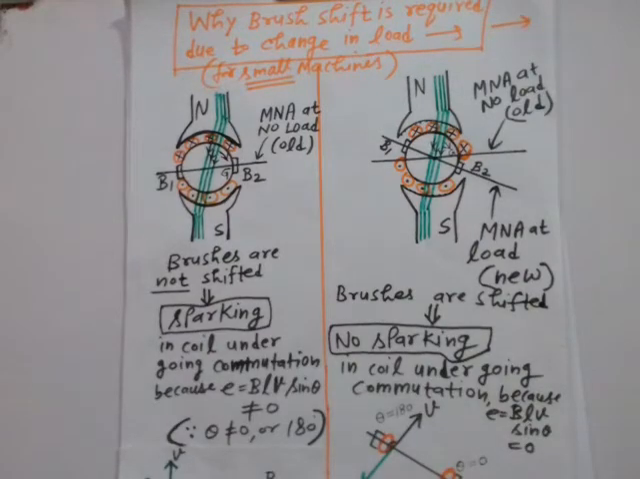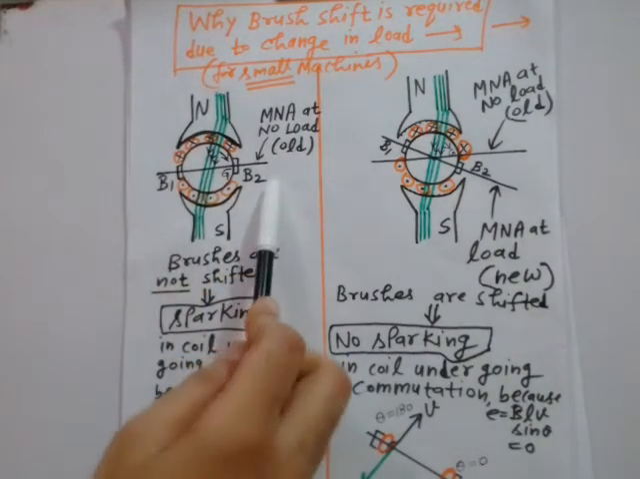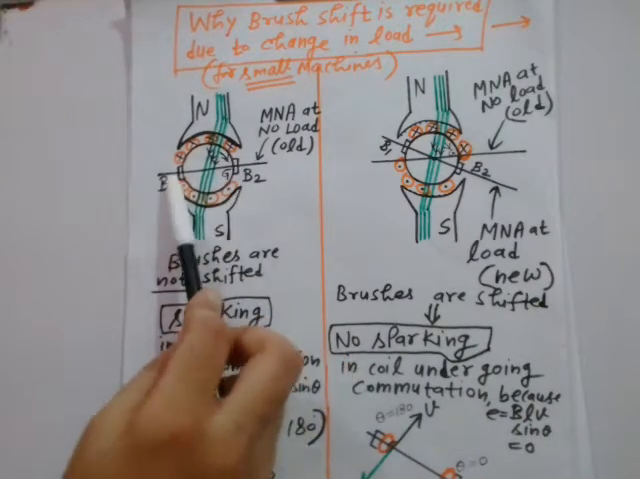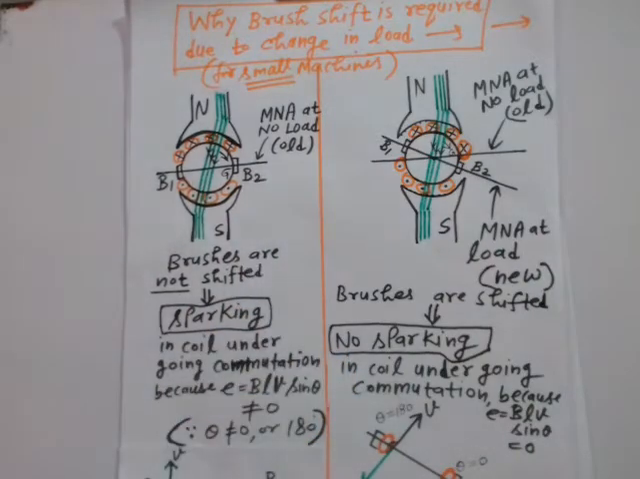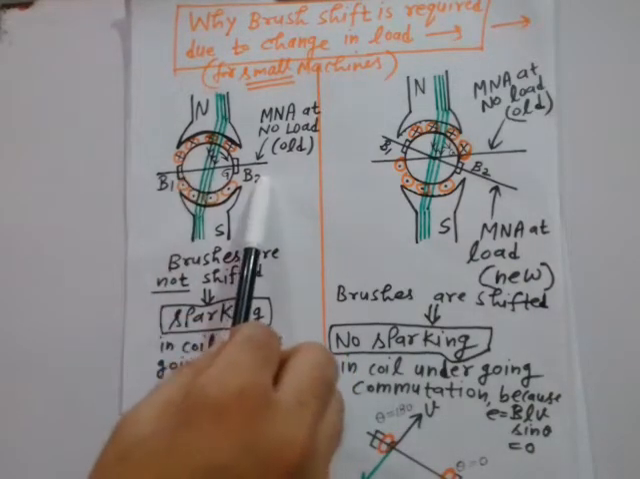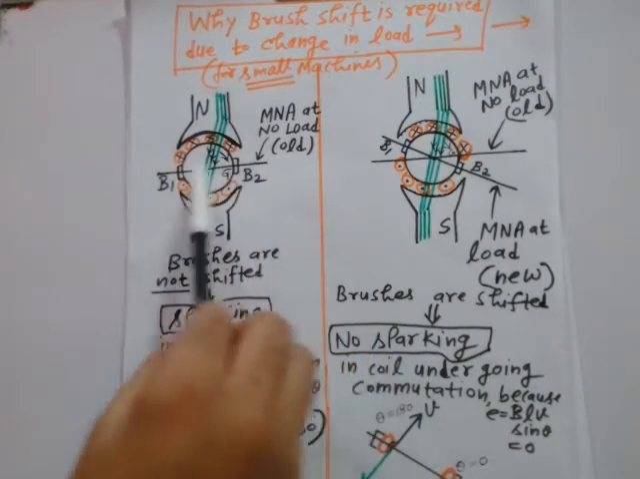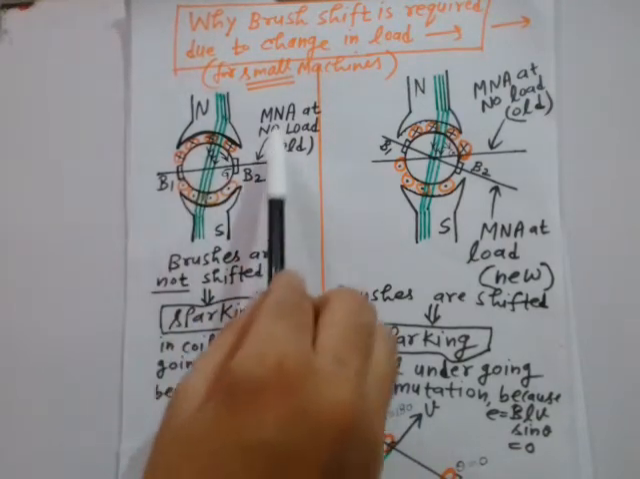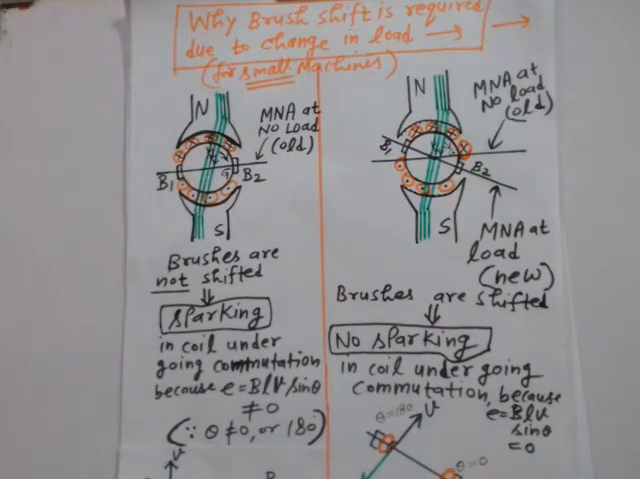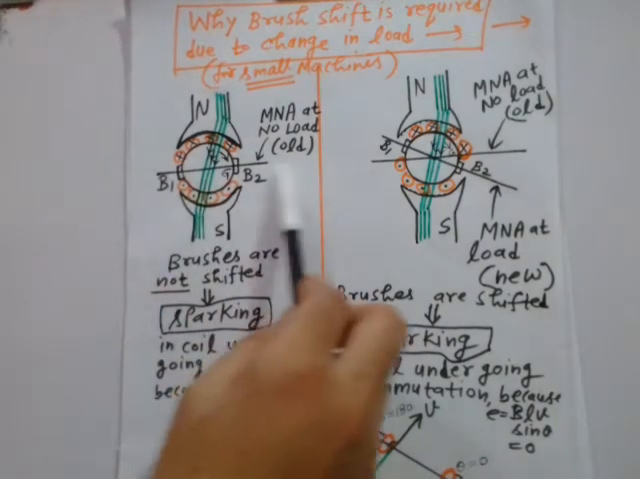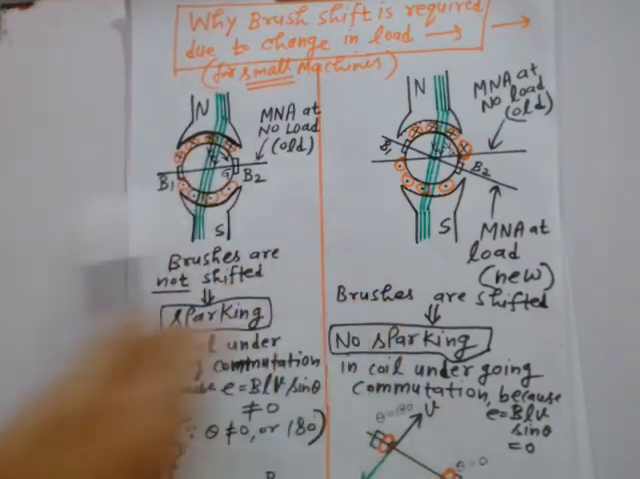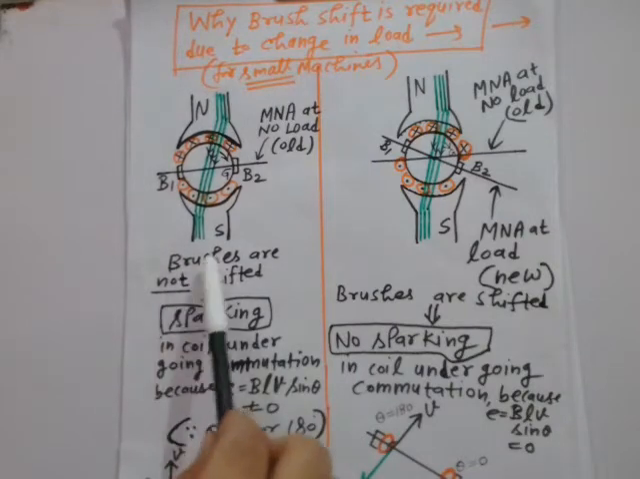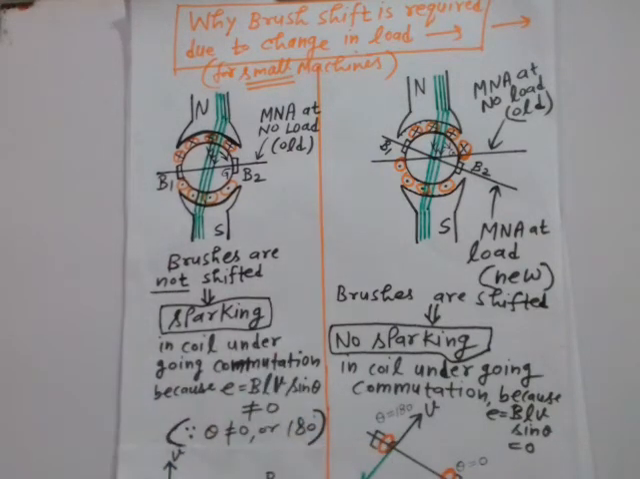First we will take the condition when you are not shifting these brushes, right? So here B1 and B2 are representing the position of the brushes, right? B1 is the first brush and B2 is the second brush. This line is representing the magnetically neutral axis at no load condition, right? So this is the original position of the MNA, or you can say the old position of the MNA. So when you do not shift the brushes, then sparking will definitely occur. Why?